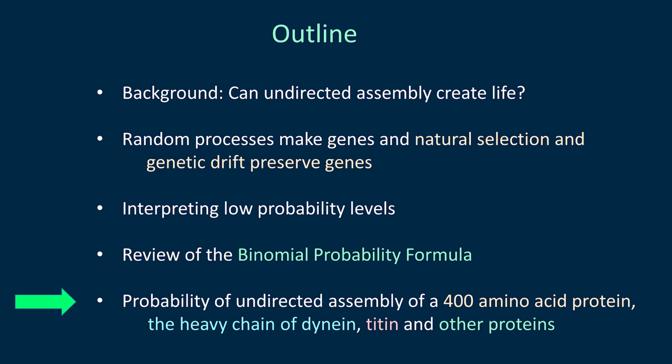So finally, we're going to get to the section where we deal with the calculations of probability of undirected assembly for a 400 amino acid protein, the heavy chain of dynein, titin, and other proteins.